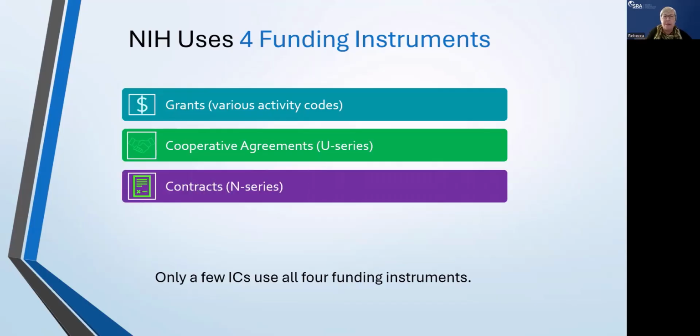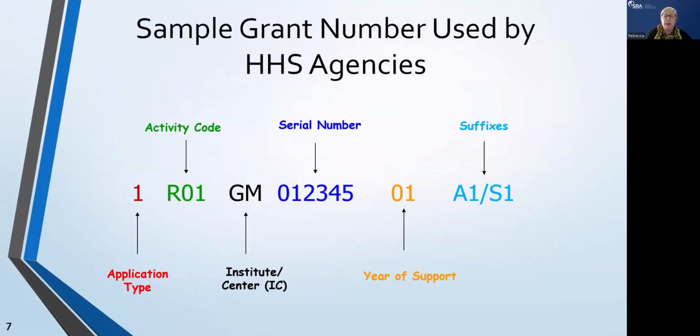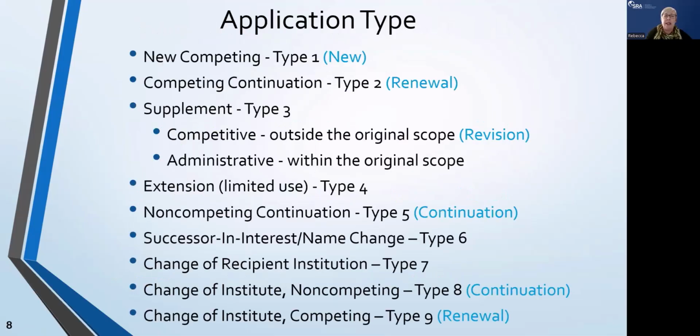Contracts, and again, the N series, part of the grant number: if you see an N, it's a contract. And then those other transactional authorities, you'll see the letters OT. And you say, well, what is that about? Well, let me give you a breakdown of the grant number as it's used by all HHS agencies, including the FDA and the Centers for Disease Control. It's broken up into these parts: application type, activity code, the institute or center, a serial number, the year of support, and then certain suffixes that apply. And so there are 9 application types.